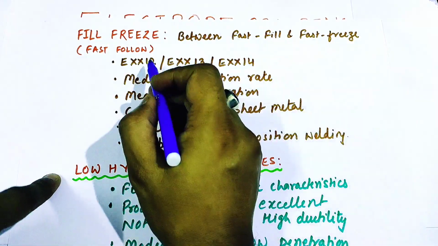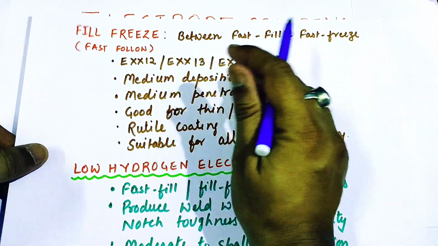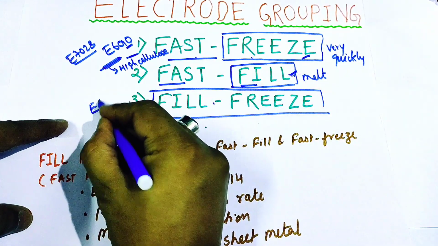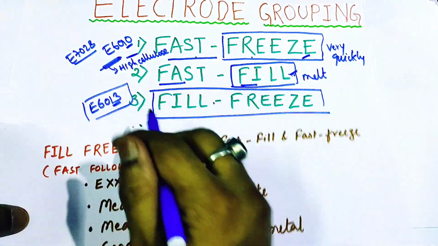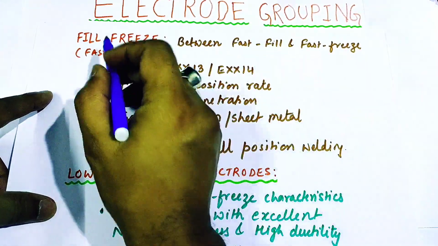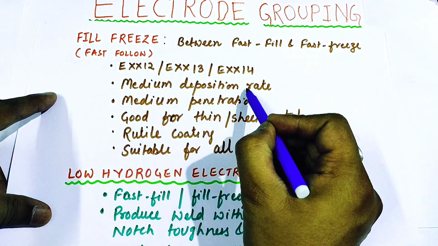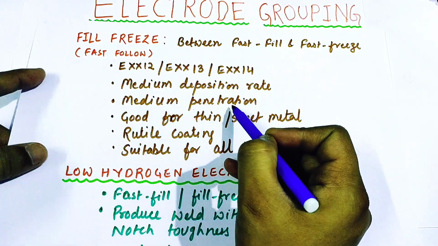And electrodes having 12, 13 or 14 at the end are fill freeze electrodes, and a very popular fill freeze electrode is E6013. Here at the end you have 13. So E6013 is a fill freeze electrode. Now the characteristics of fill freeze electrodes are, it has medium deposition rate, and it has medium penetration.